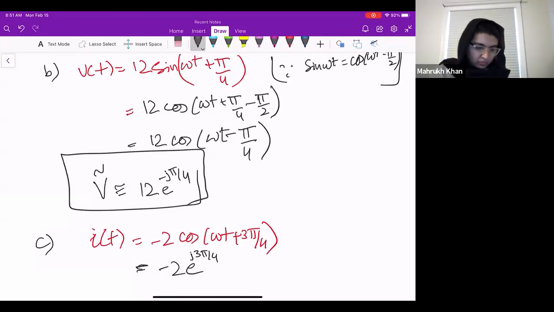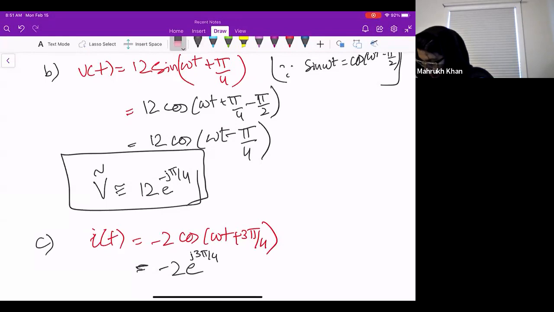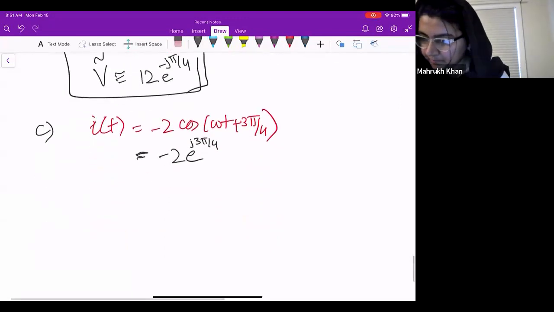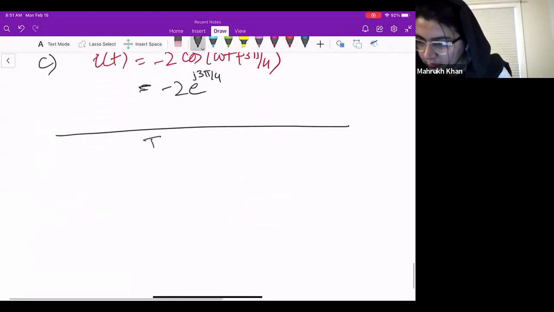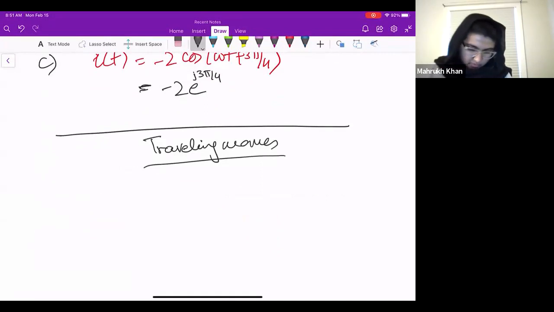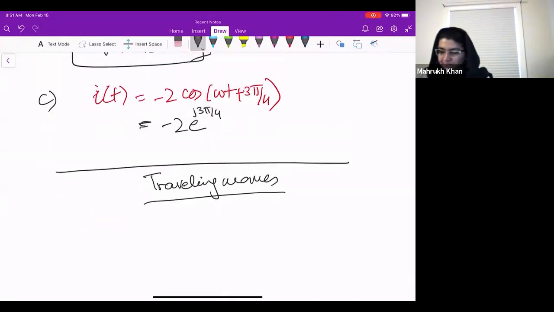So now I am coming to the traveling waves, because now I think we have good basics to cover that. So what is a traveling wave? It's not the simple sinusoid. A traveling wave is when the particles in sinusoids are traveling with respect to space and time.